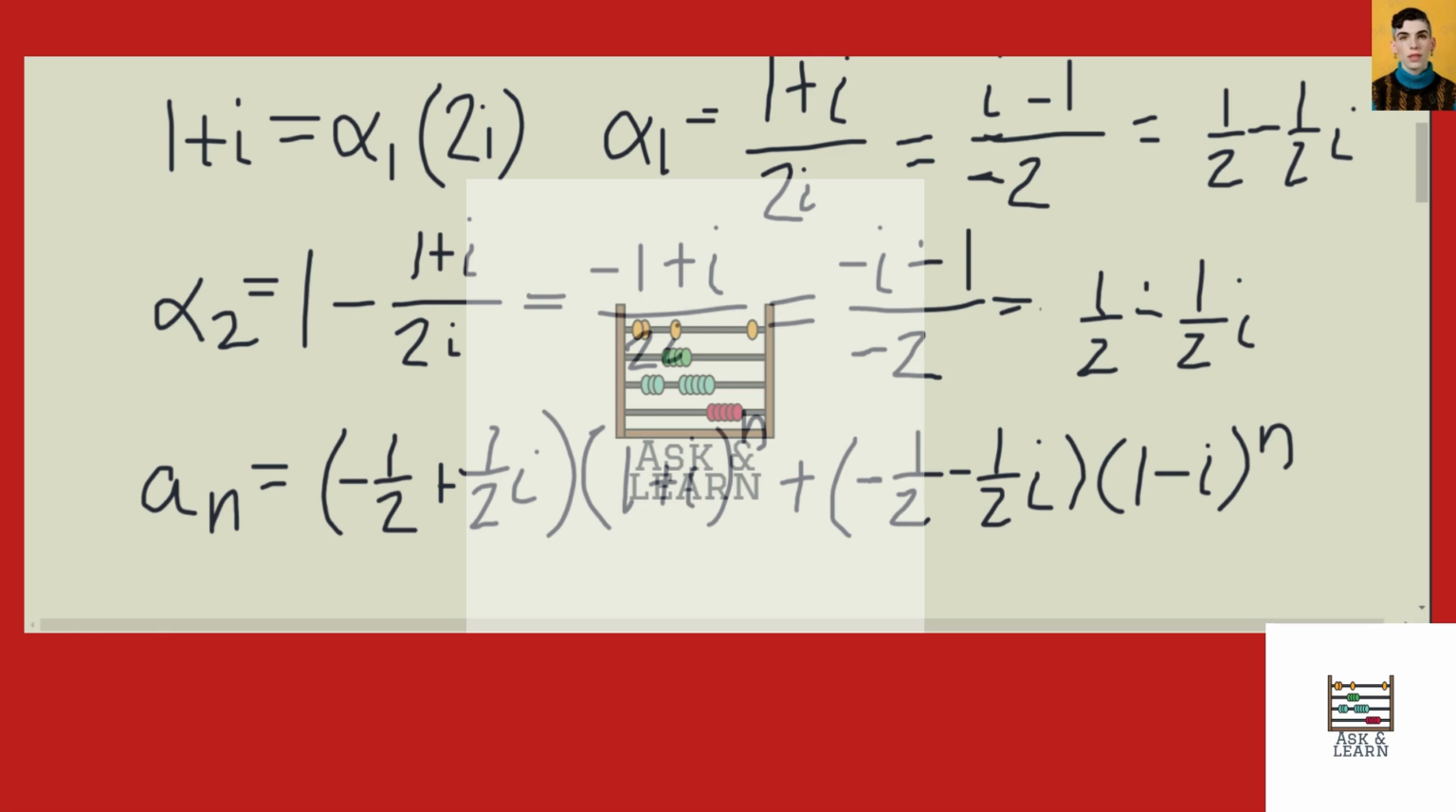And so we have that the solution is (positive 1/2 minus 1/2 i) times (1 plus i) to the n plus (positive 1/2 plus 1/2 i) times (1 minus i) to the n. And this is our answer.